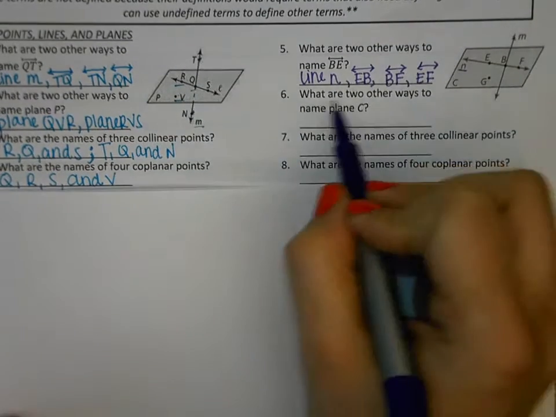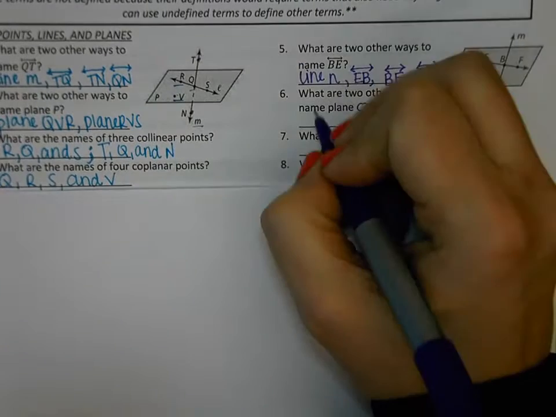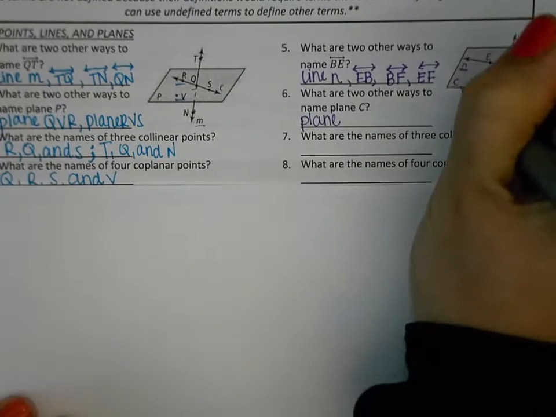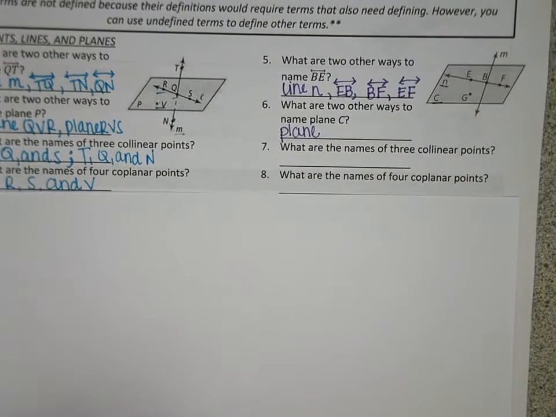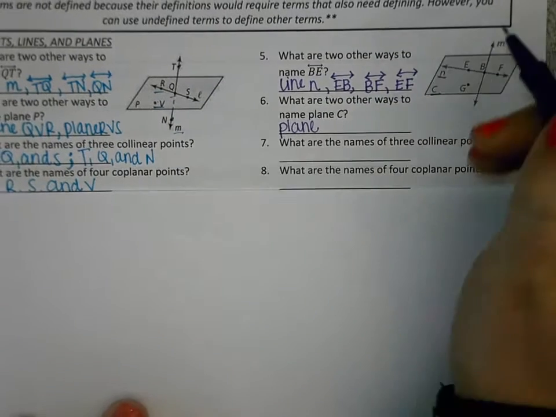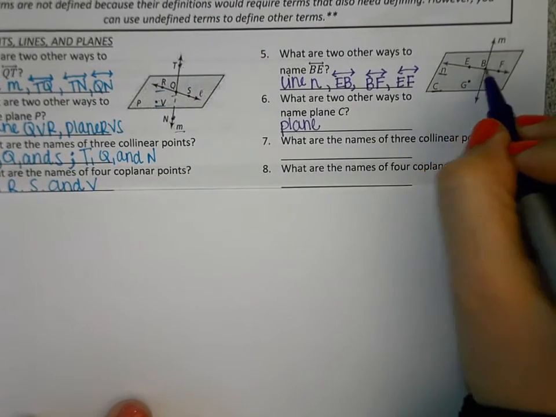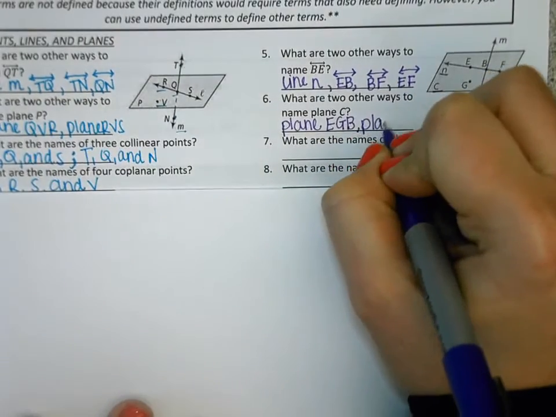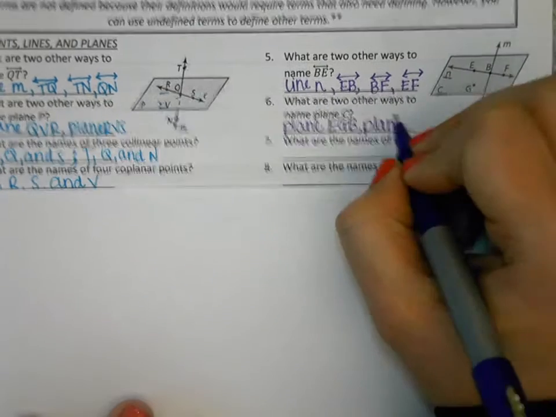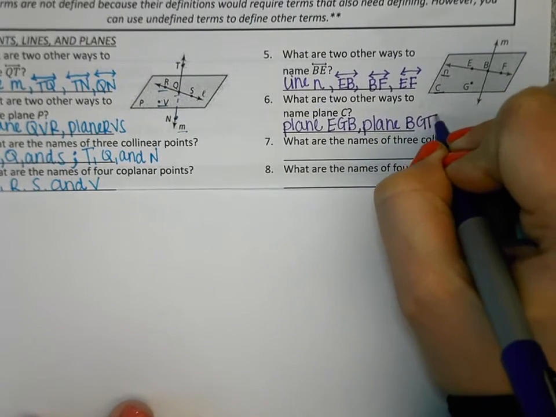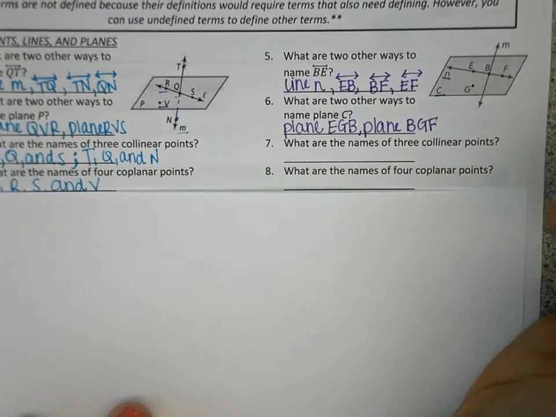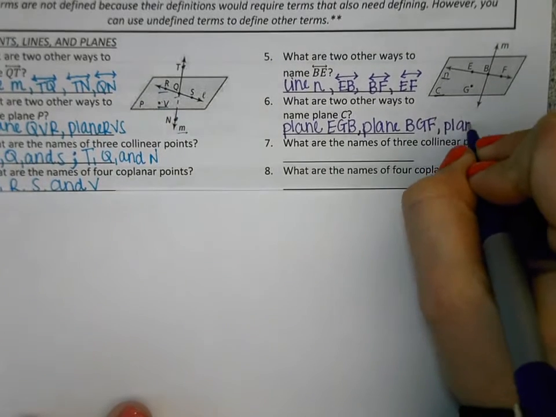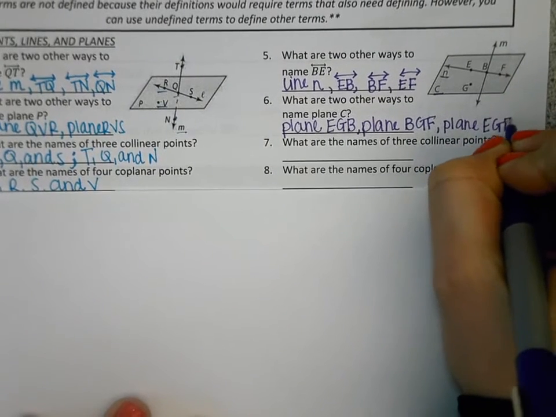Two other ways to name plane C. So to name planes, you have to use either the capital letter that's given or 3 non-collinear points. So non-collinear points would be E, G, and B. Or you could have called it plane BGF. Or you could have used, that's it, right? No, EGF. You could have also used plane EGF. Okay, so any of those work to rename the plane.